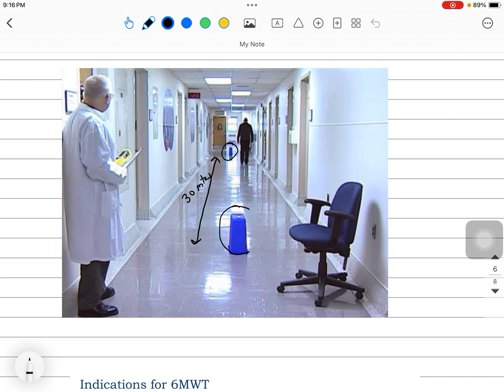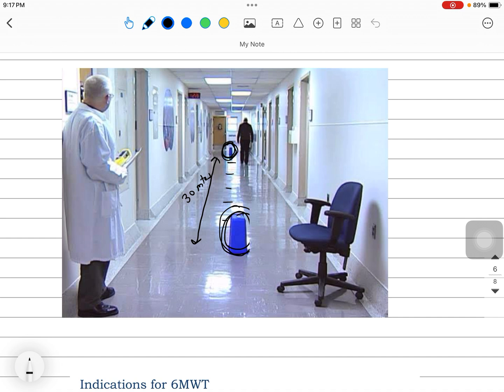So here it is the 30 meters, so every 3 meters it should be marked, so that we can measure how much distance the patient is walking, right? And the turnaround point should be marked with a cone. For example, this cone could be the first cone and this cone could be the second cone. So these are the turnaround points.